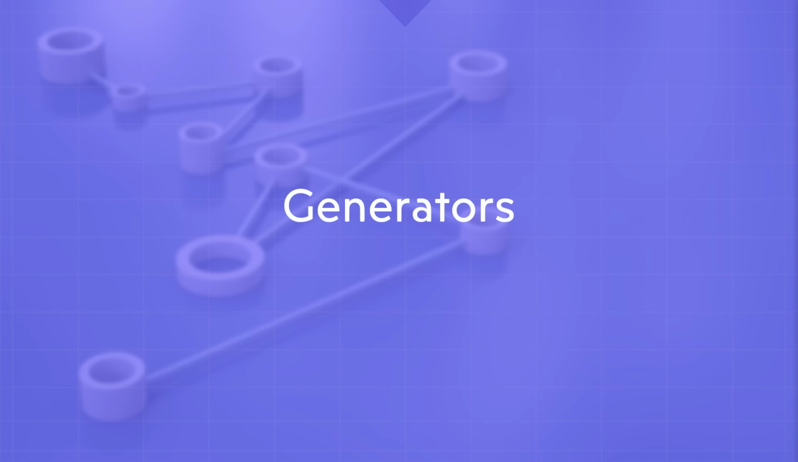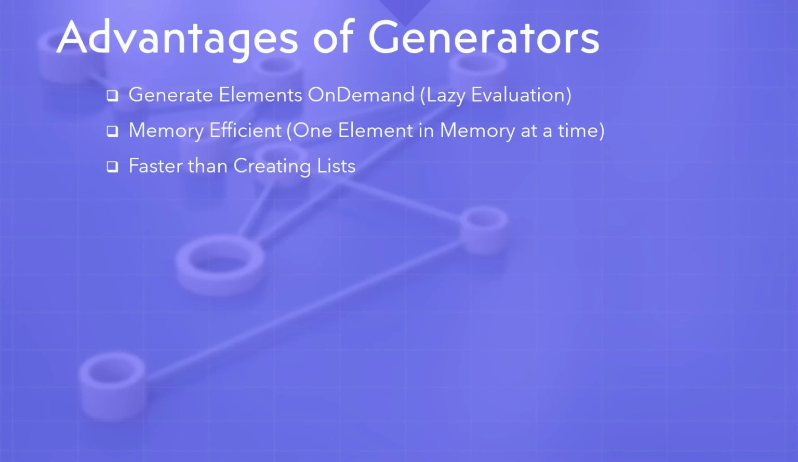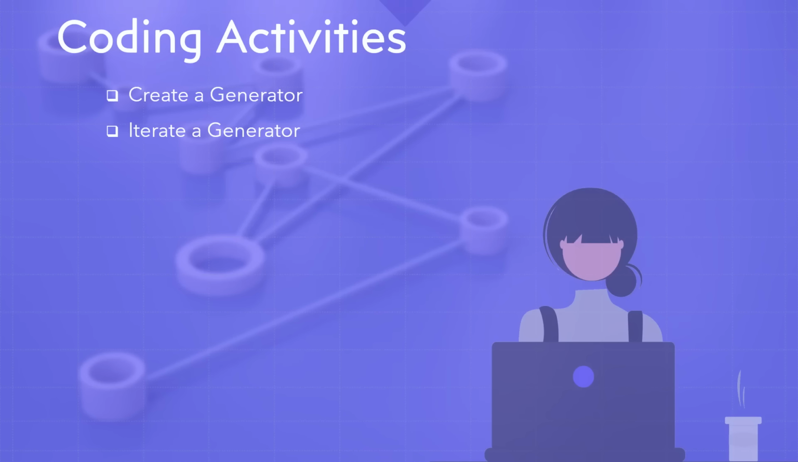Our next topic is generators. A generator is a special iterable of dynamically generated elements. You can think of the iterable as a tuple or a list, and the generated elements are created on demand from a generator function using the yield keyword. The generator function's normal code execution will be suspended until the generator object is iterated through. Some benefits of using generators are that they generate elements on demand, they're memory efficient, and they're faster than creating lists. For our coding activities, we will create a generator and iterate a generator.